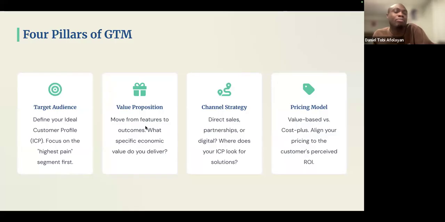They ask other pregnant women or even young mothers to share their experience with them. They go online. These are places where they look for solutions. Also, your pricing model, we've spoken about price, value-based pricing or cost-based pricing. You have to align your pricing to how your customer perceives their return on investment.